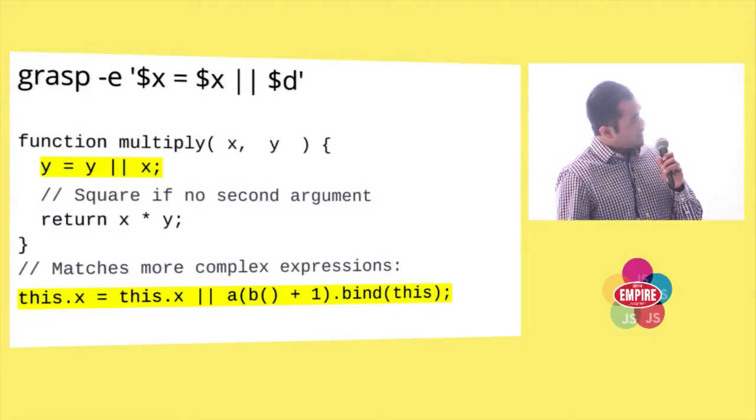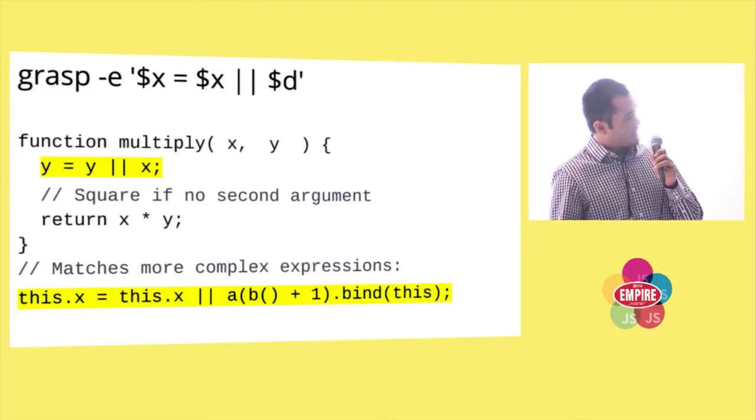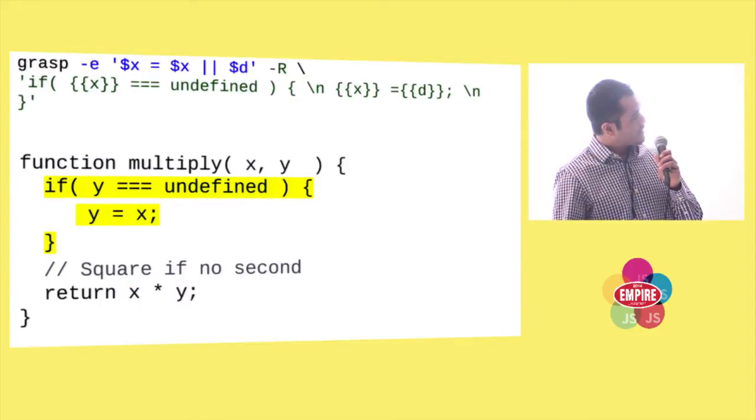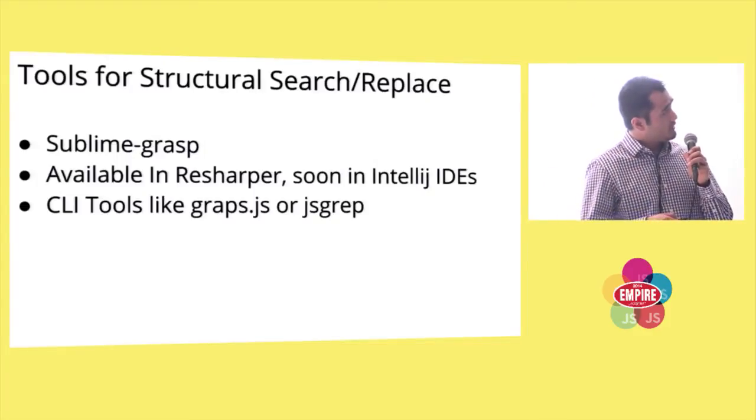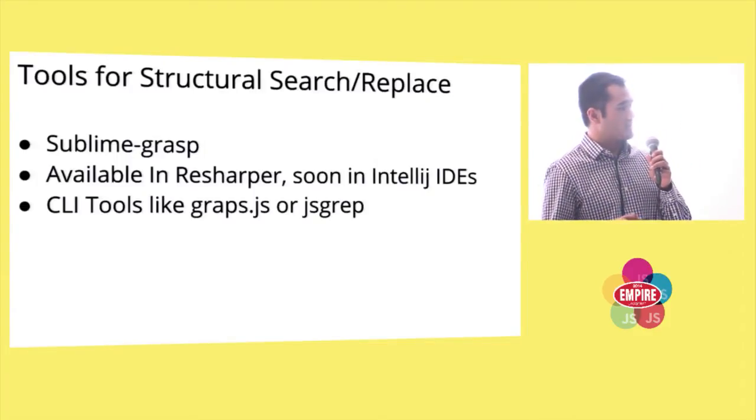Once you find it, the one thing I'd like to point out is that since it's based on an AST, the default argument here does not have to be a simple literal. It could be any number of complex expressions like this one here. Once you find it, grasp also lets you specify what the replacement would be. Here I'm saying grab all these instances, and then I have the replacement where I'm saying if the argument happens to be undefined, then only do the assignment. After you run this, it mechanically goes and refactors all your code where you have the previous kind of assignments.